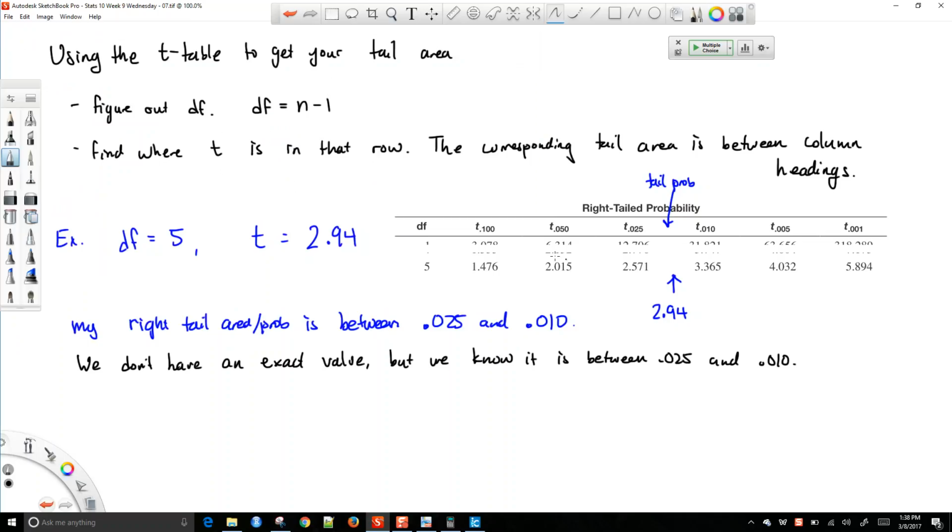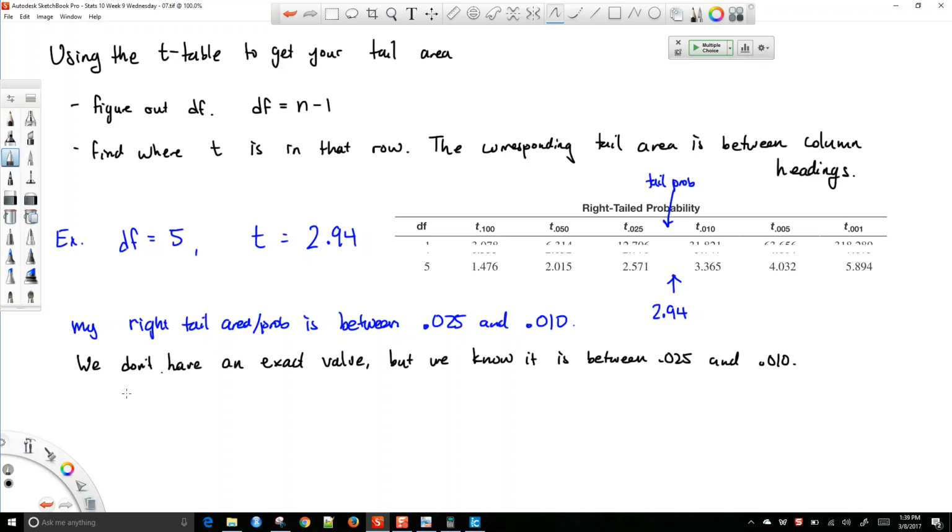The only time you get an exact tail area is if your t ended up being one of these values exactly. If my t ended up being exactly 2.015 with 5 degrees of freedom, then I know my tail area is exactly 0.050. Okay? Other than that, which is 99.9% of the time, you don't get one of these values exactly. You just get some value in between two columns. All right. Is that okay?